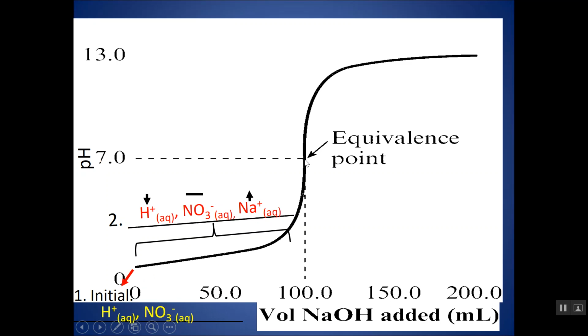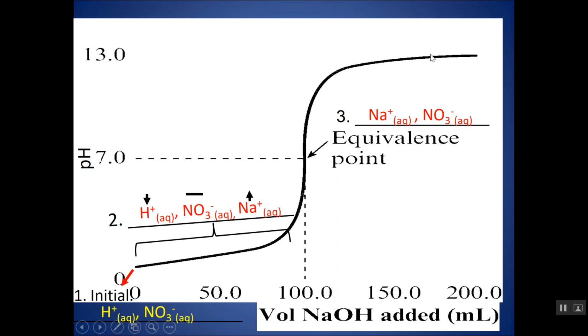At the equivalence point, that's the point at which the moles of H plus and the moles of OH minus have completely canceled each other out. So I won't find either of them as a main species present, but I will have my salt, my neutral salt, my Na plus and NO3 minus. The NO3 minus is there from the initial acid. The Na plus is there from what I've added from the base. Those are not reacting. They're just sitting there watching the show.